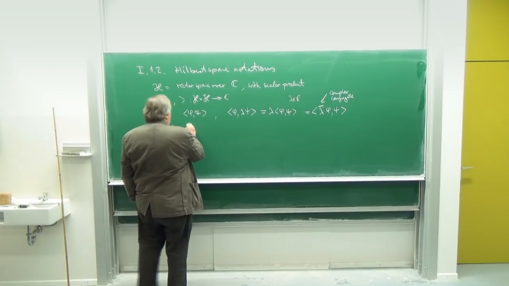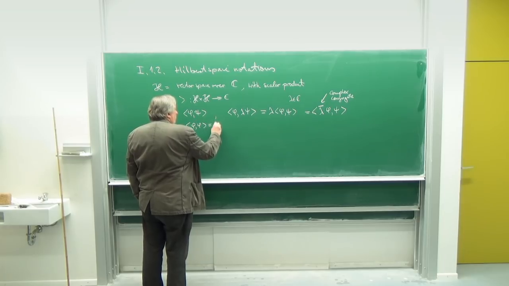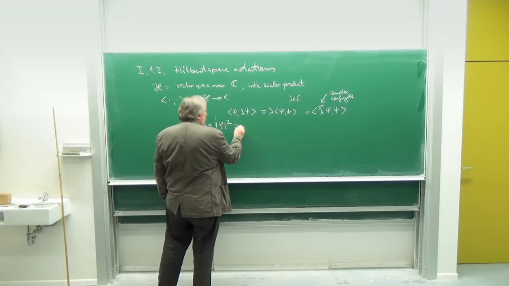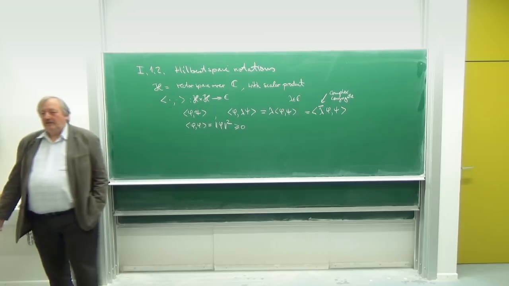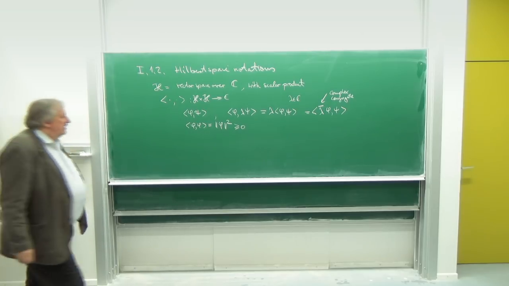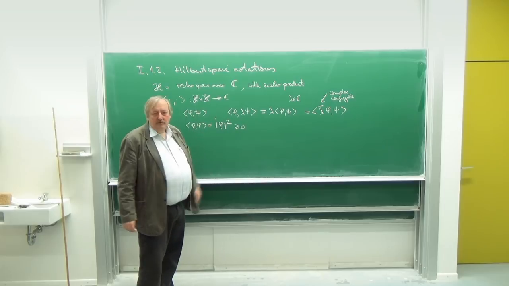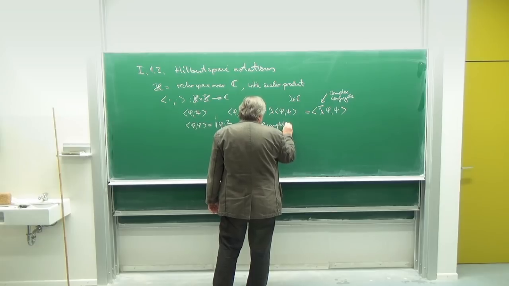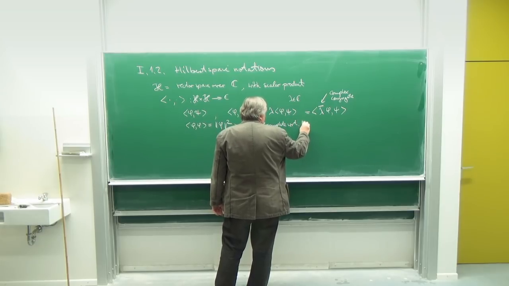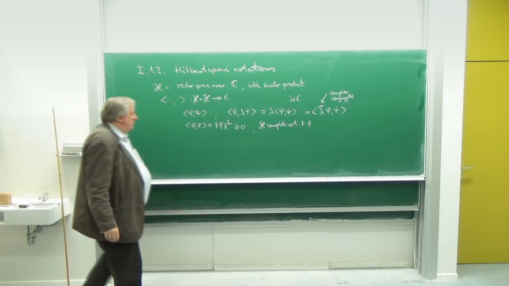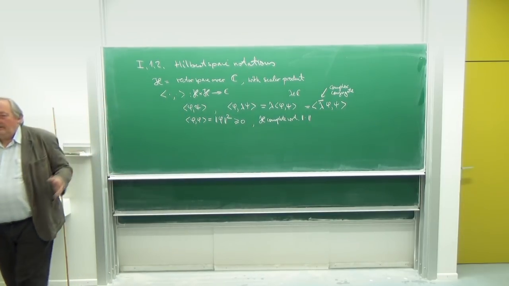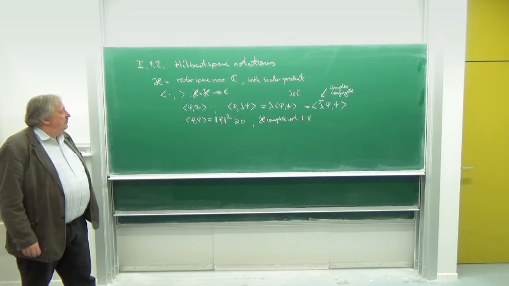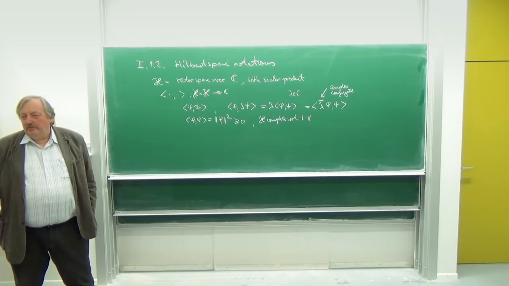And of course you have these properties that this is always non-negative and vanishes exactly when phi is a zero vector. And this defines a norm, and the Hilbert space is supposed to be complete. This is abstract Hilbert space. We'll come to the concrete spaces in a minute. This is all you have to know about Hilbert space in some sense.